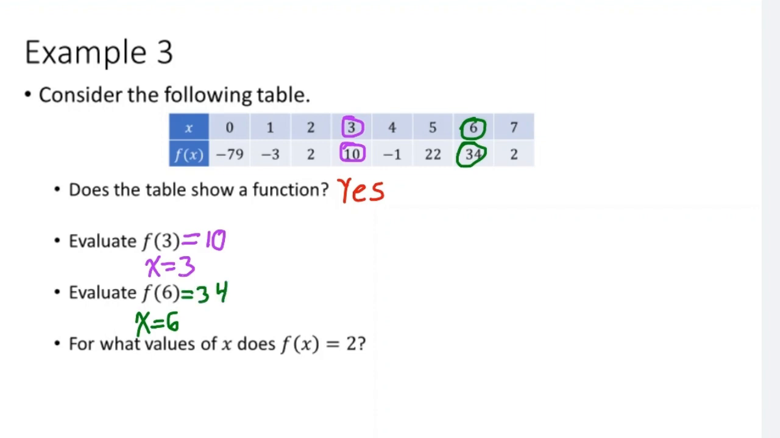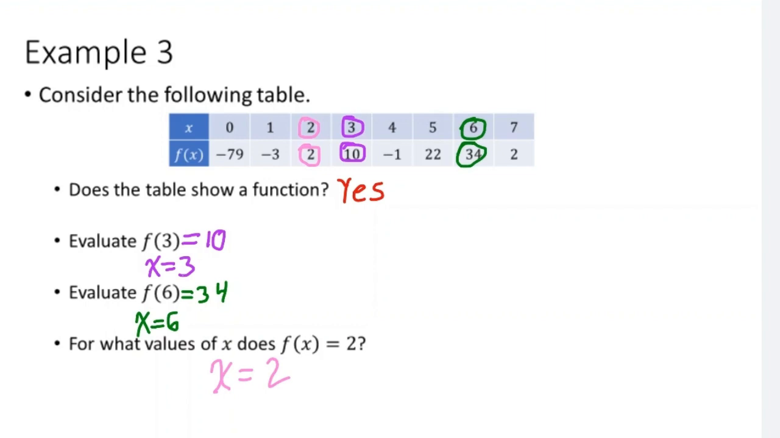For what value of x does f of x equal 2? Now here, we don't know what x is, but we know f of x is supposed to be 2. So we're going to be focusing on the f of x row, trying to find 2. While looking at the f of x row, there I see 2. Well, what is the x value associated with this 2? Well, I can see that x is also 2. So f of 2 equals 2. So x equals 2 will be one of the answers.